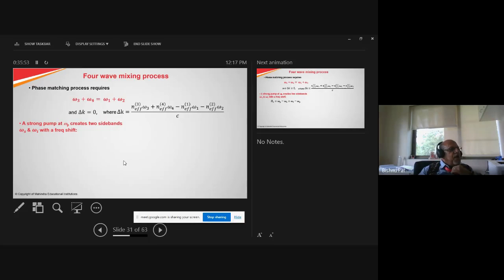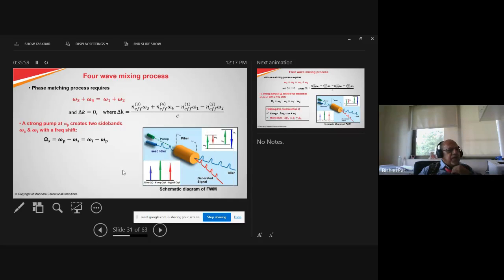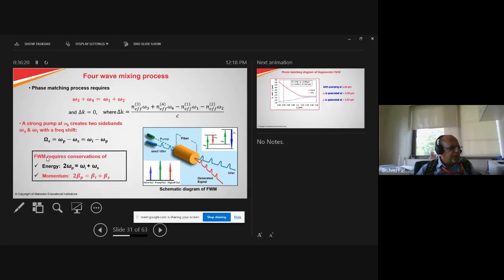As a result, a strong pump at ωP will create two sidebands at ωS and ωI with a frequency shift from the pump given by this, and pictorially you can represent it in this particular form. It turns out that the four-wave mixing process becomes stronger and more efficient if you feed a part of the idler output back into the input along with the pump in the nonlinear medium, which in our case is a chalcogenide microstructured fiber.